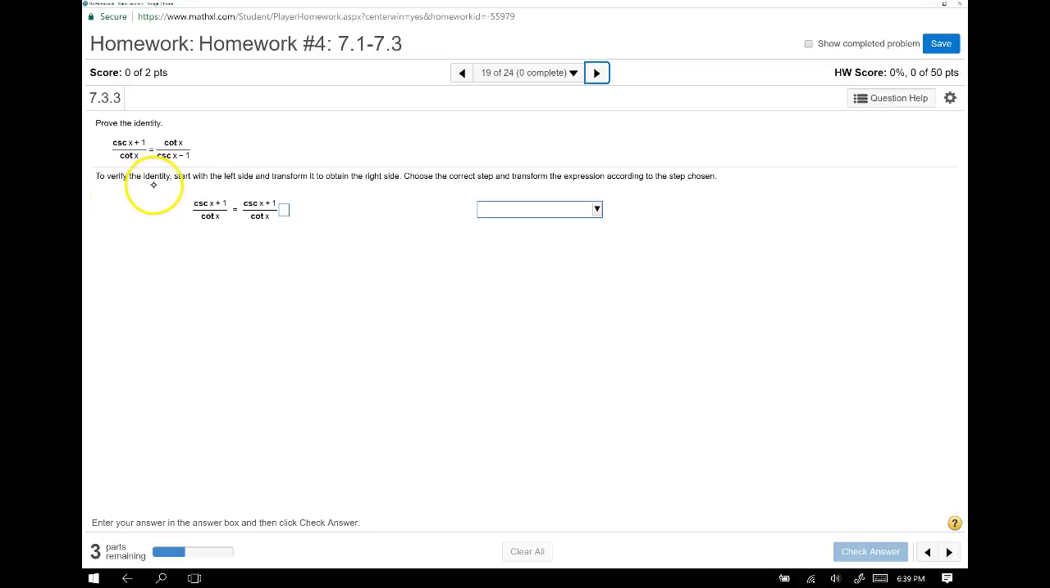It says to verify the identity, start with the left side. So cosecant x plus 1 over cotan x, and transform it to obtain the right side. So they want us to leave the right side alone. Choose the correct step and transform the expression according to the step chosen. So let's see what our options are. Multiply by a form of 1 over 1. Add and subtract by a form of 1. Add a reciprocal identity. So they want to know what we are going to do.